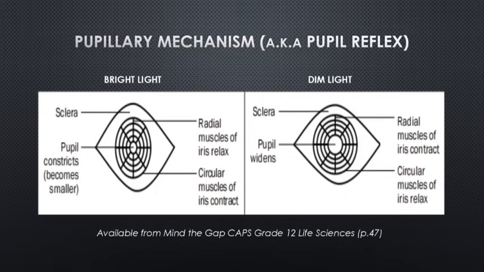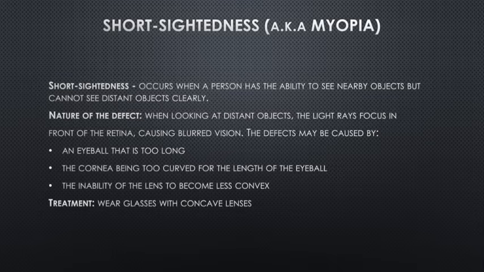Now, for dim light, this side. What happens is your radial muscles contract. As they contract, the circular muscles will relax. As the circular muscles relax, look at the diameter of the pupil: it is increased. It becomes wider. So the pupil widens to allow more light to enter the eye for you to be able to see the object. Right. That is it.